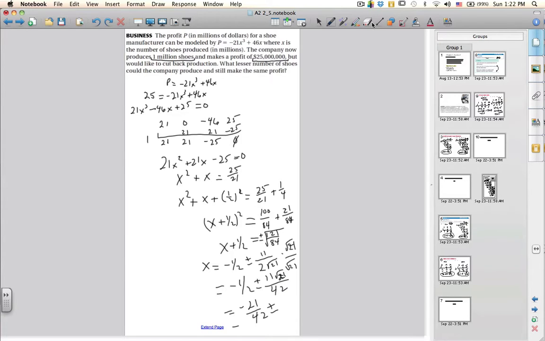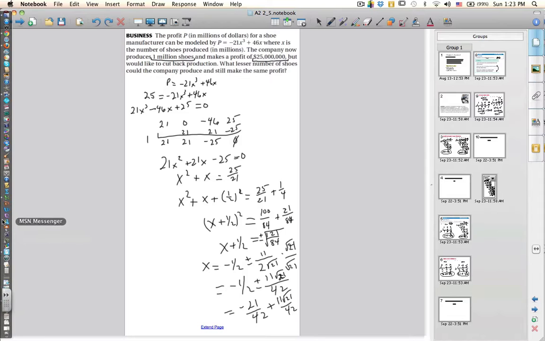Now this is important. Do I care about the minus? A negative number minus a number is going to be a big old negative number. Is it possible for me to sell a negative amount of shoes? I don't care. So I want a positive solution. I'm eliminating the negative solution because it's not possible to answer my question. So I'll have 11 root 21 over 42. At this point, I'd probably whip out a calculator. I think I have one of those. Yeah, there's my calculator.